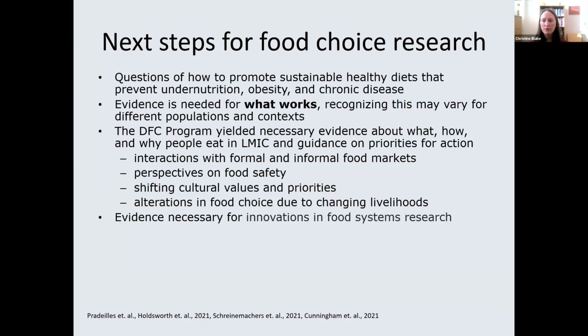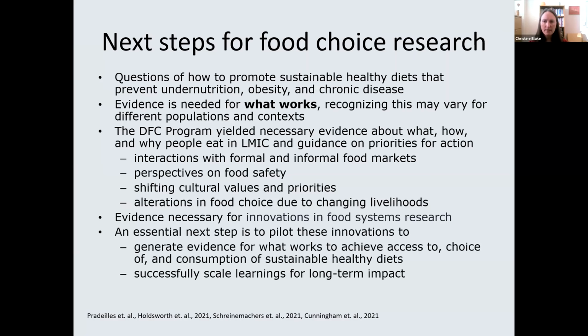An essential next step in food choice research is to pilot these innovations to generate evidence for what works to achieve access to, choice of, and consumption of sustainable, healthy diets, and to successfully scale learnings for long-term impact. So we ask that during this full webinar series, and especially today, that you think about the implications of this research for innovation, especially, and how we might harness this knowledge to develop new or refine existing approaches to figure out what works best.